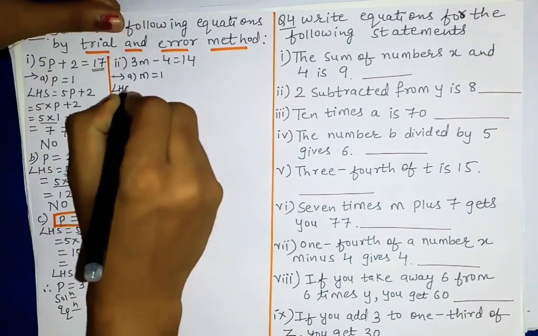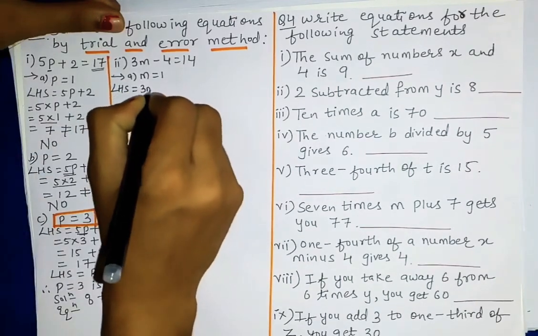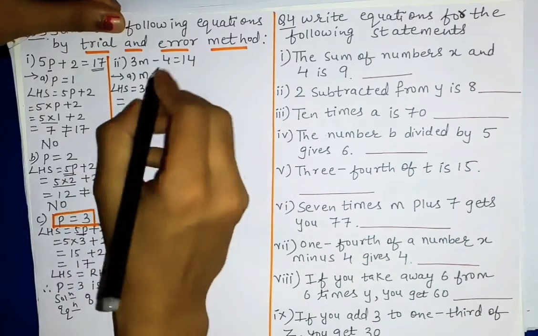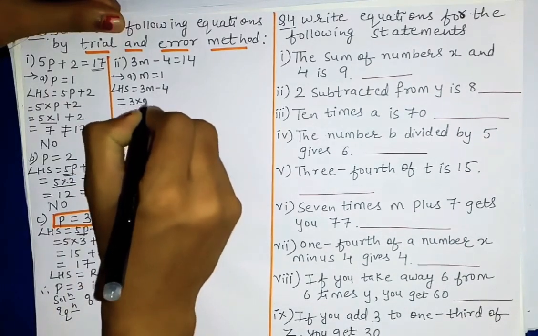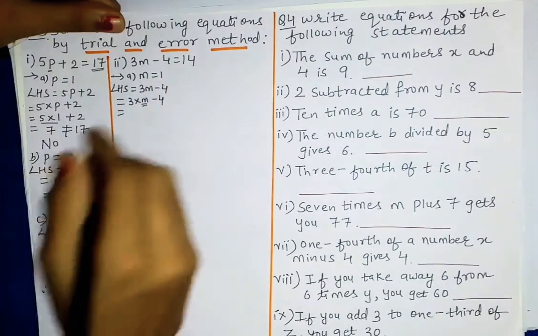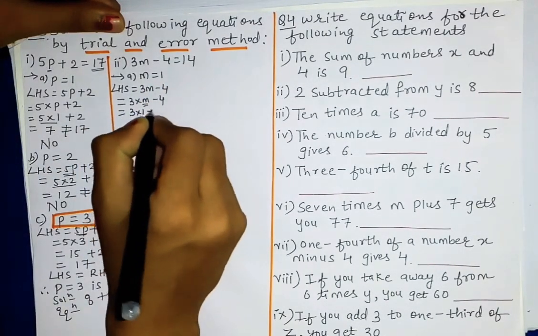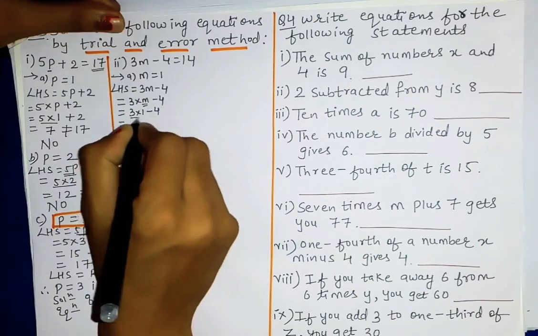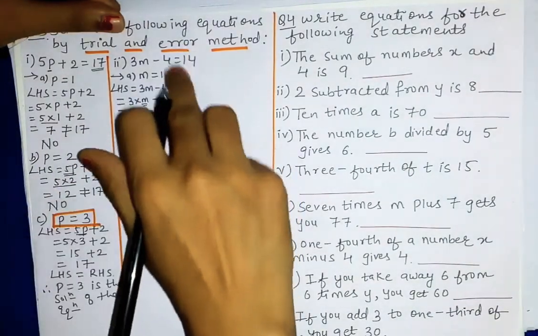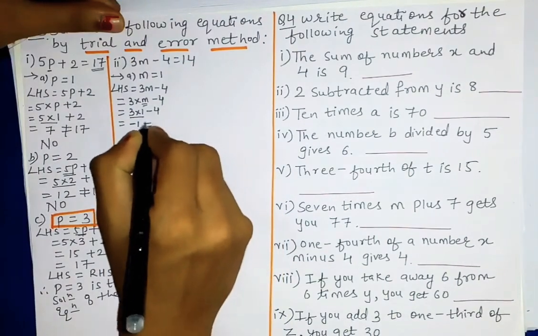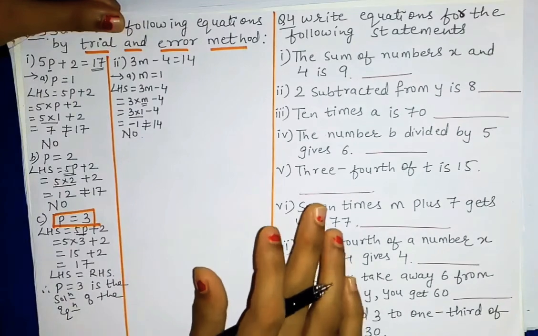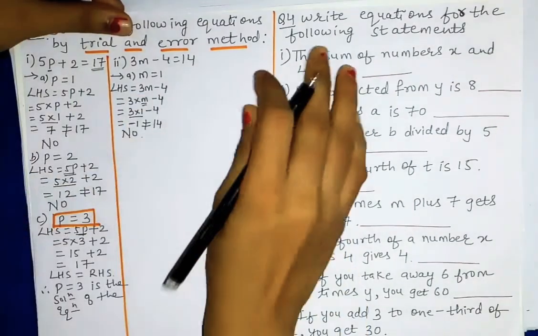So my LHS part is 3m minus 4. So 3m means 3 into m minus 4. What is the value of m? I have chosen 1. So 3 into 1 minus 4. 3 ones is 3, and 3 minus 4 is minus 1. But our RHS part is 14. So minus 1 is not equal to 14. So no, this is not the correct value. So with m equal to 1, I have not got it.